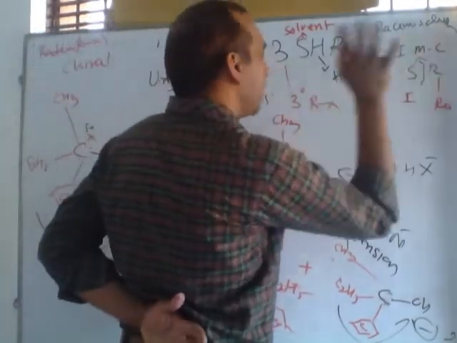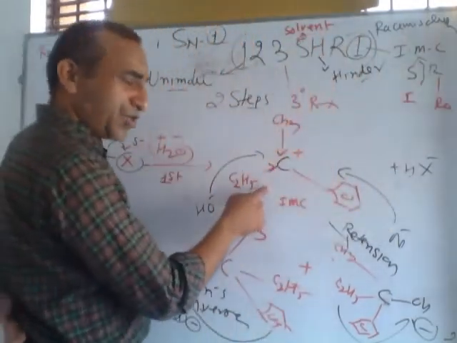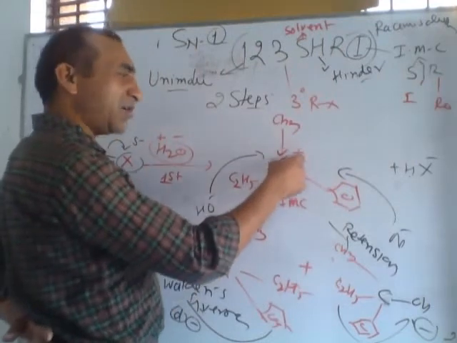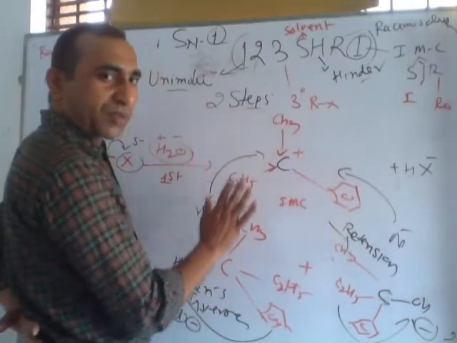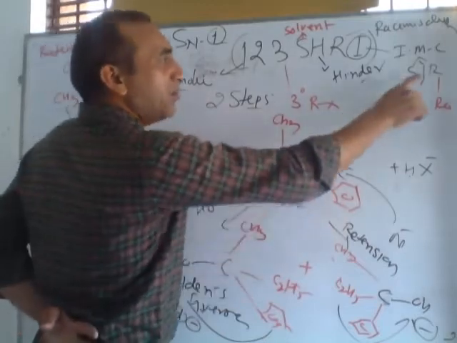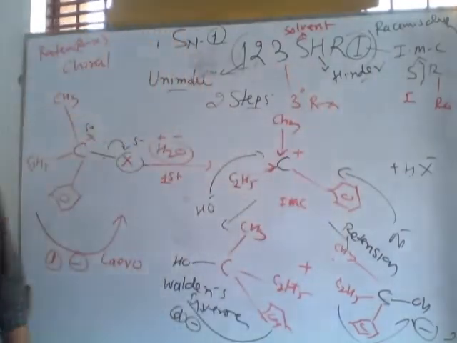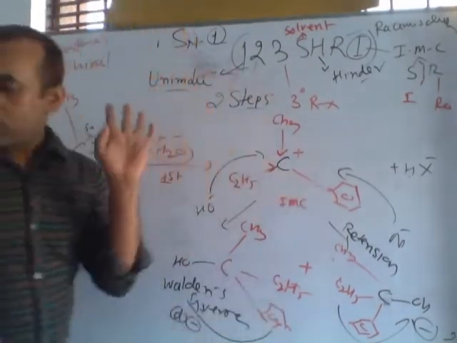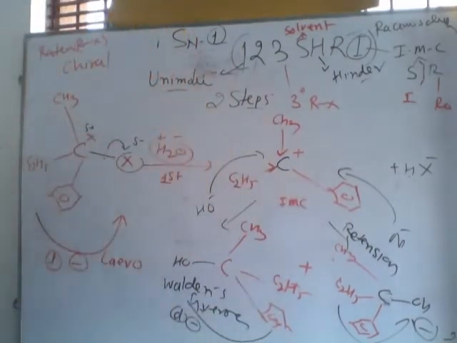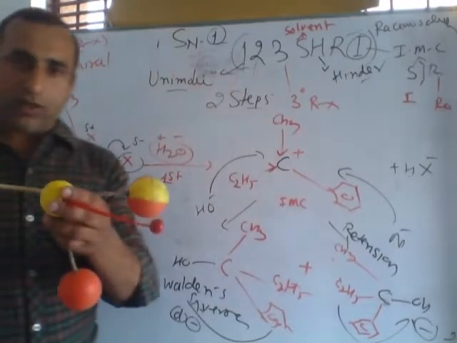I means intermediate compound. In this, a stable intermediate compound is formed, that is a carbocation having trigonal planar shape. Its stability is increased by inductive effect and what? Resonance. We can understand this reaction by this model.